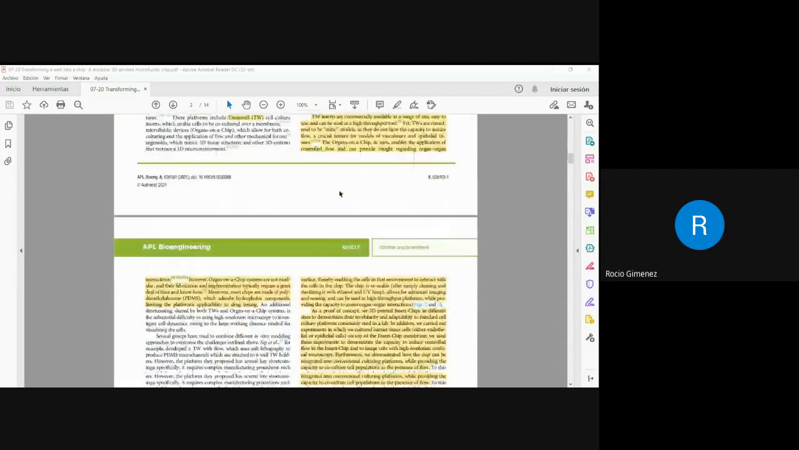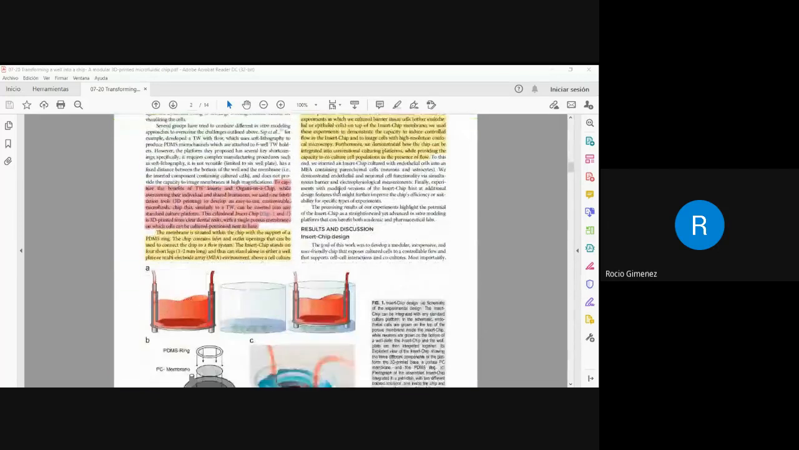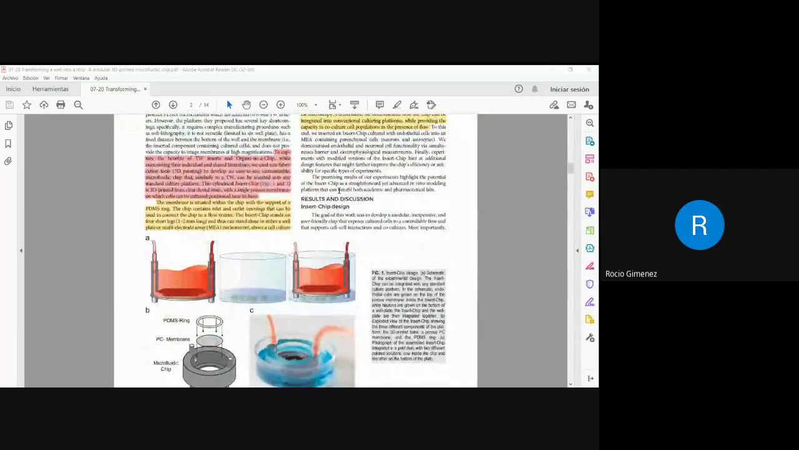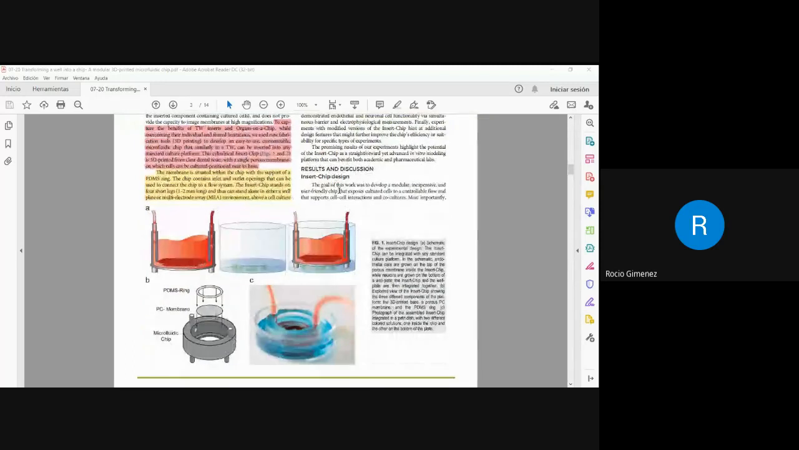To capture the benefits of transwell inserts and organs on a chip, while overcoming their individual and shared limitations, they use 3D printing to develop an easy-to-use, customizable microfluidic chip that, similarly to Transwell, can be inserted into any standard culture platform.